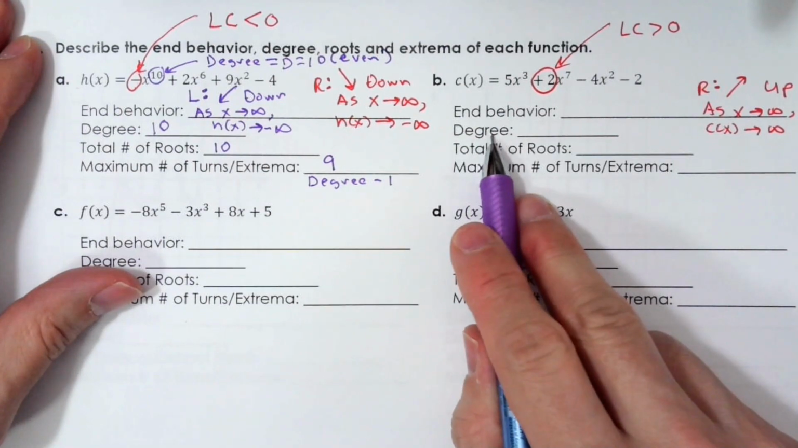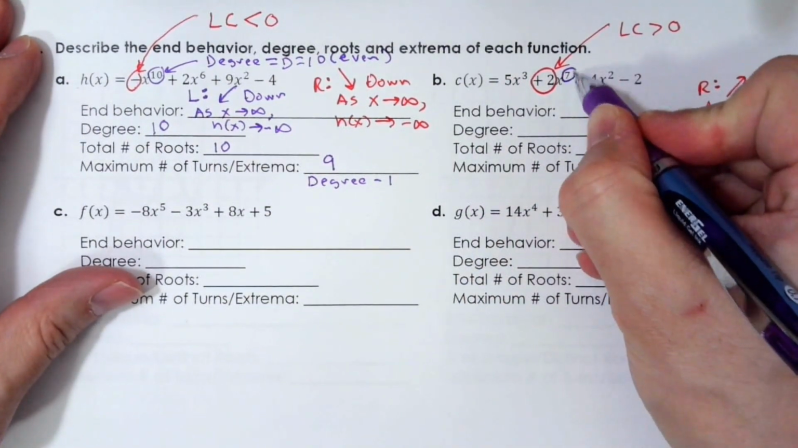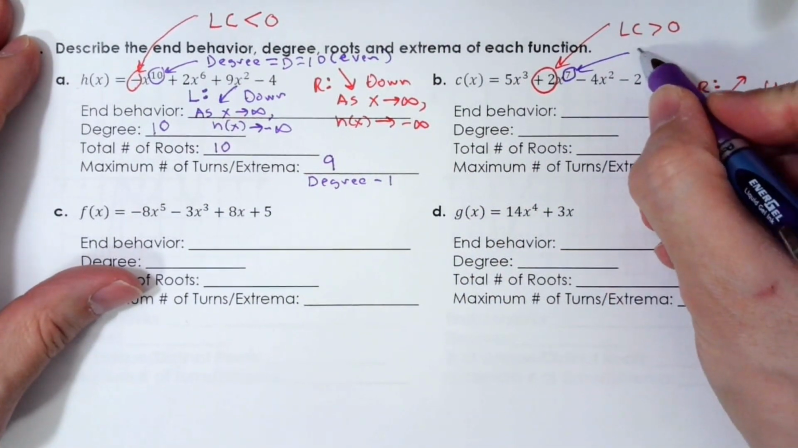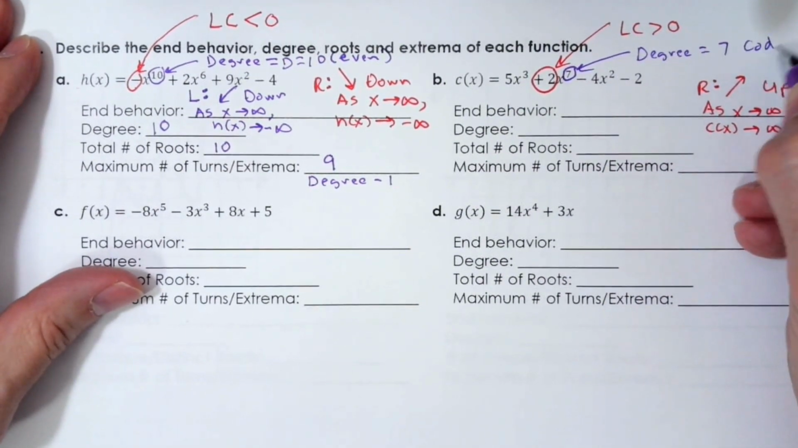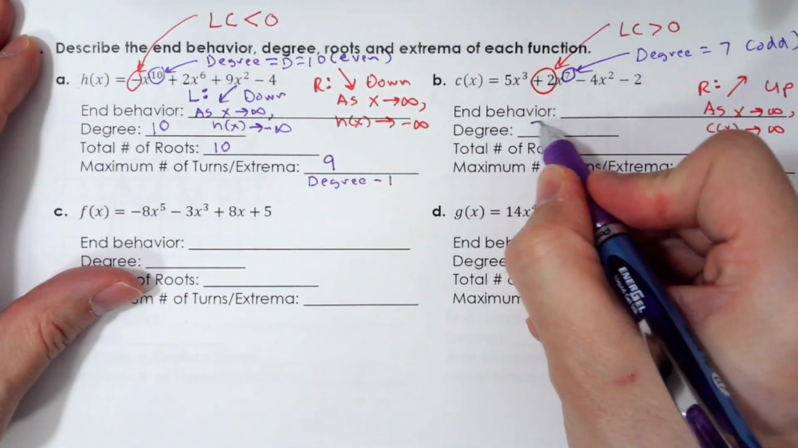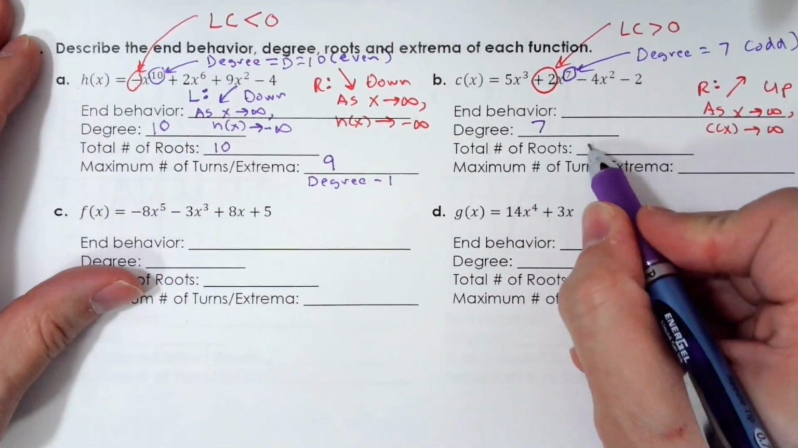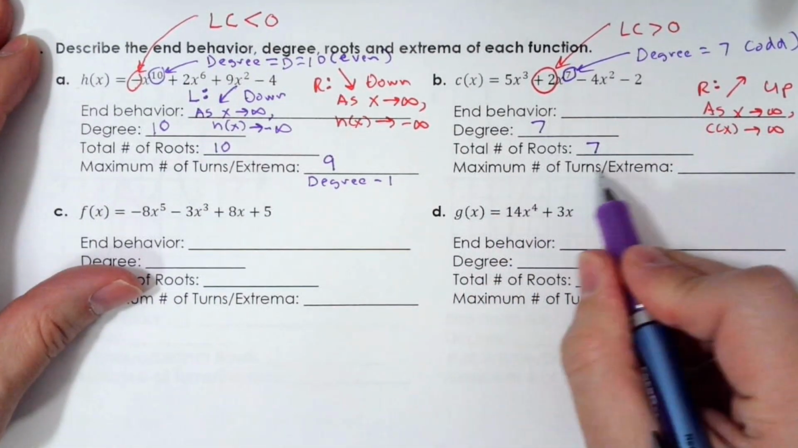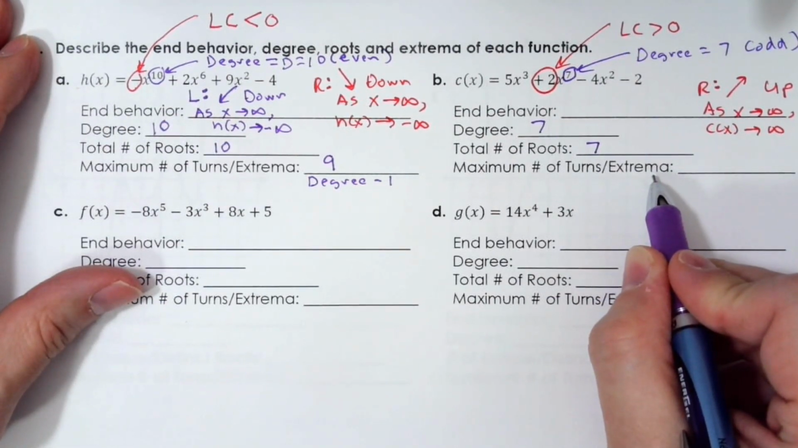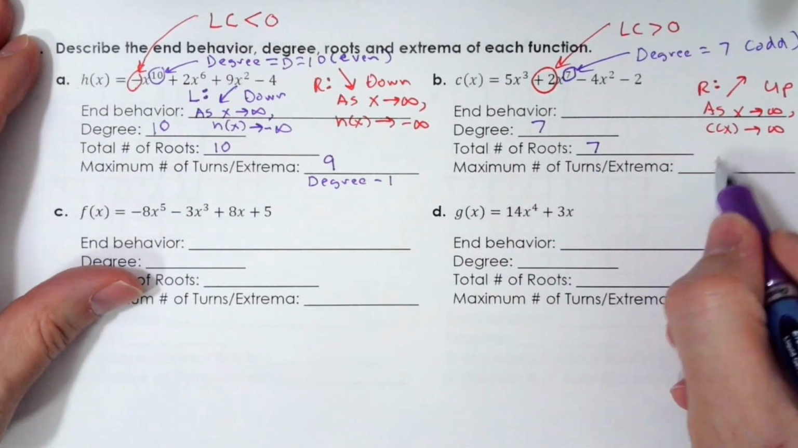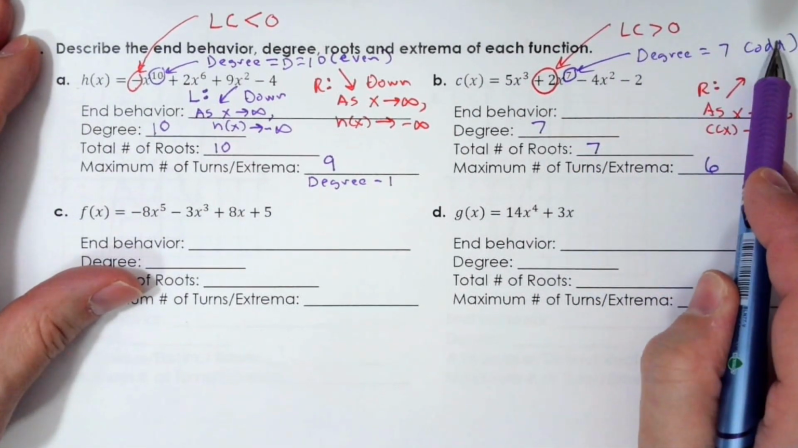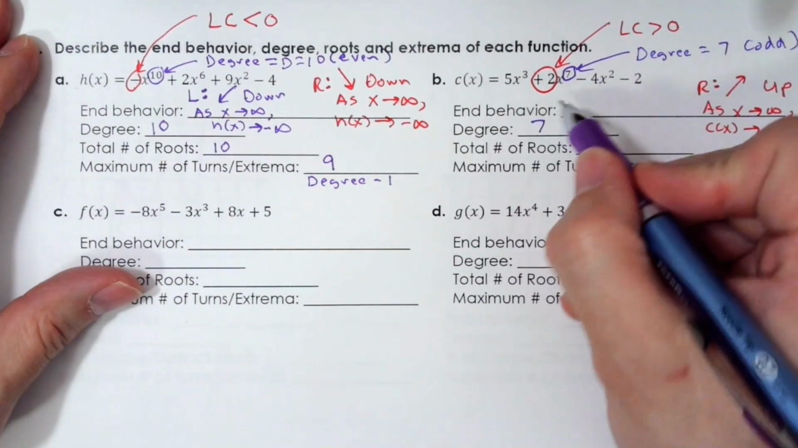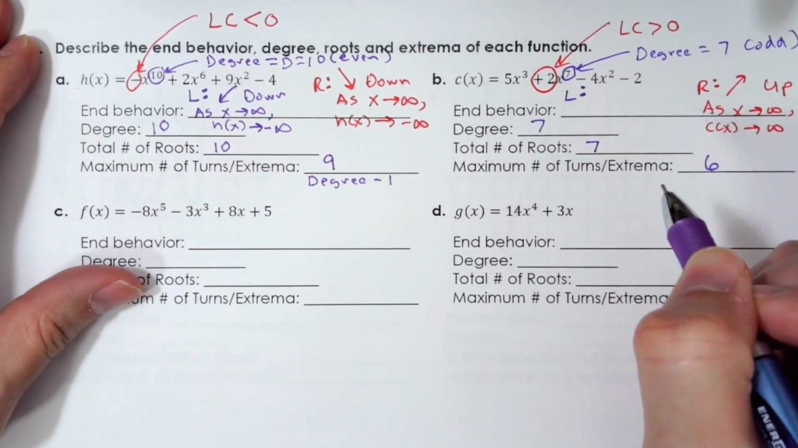Degree, again, is that highest power in the polynomial. So here, our degree is 7, which is an odd number. Degree is 7. Total number of roots is the same as the degree. And the maximum number of turns, or relative extrema, is the degree minus 1. So that'd be 6. When the degree is odd, the left and right end behavior are opposite.